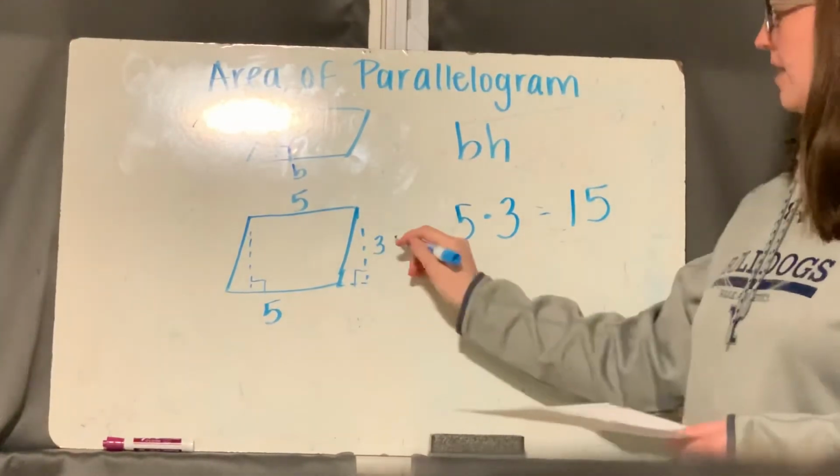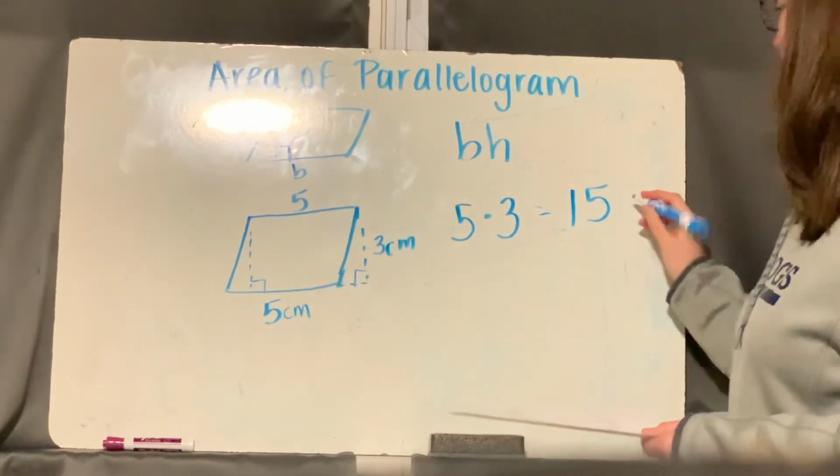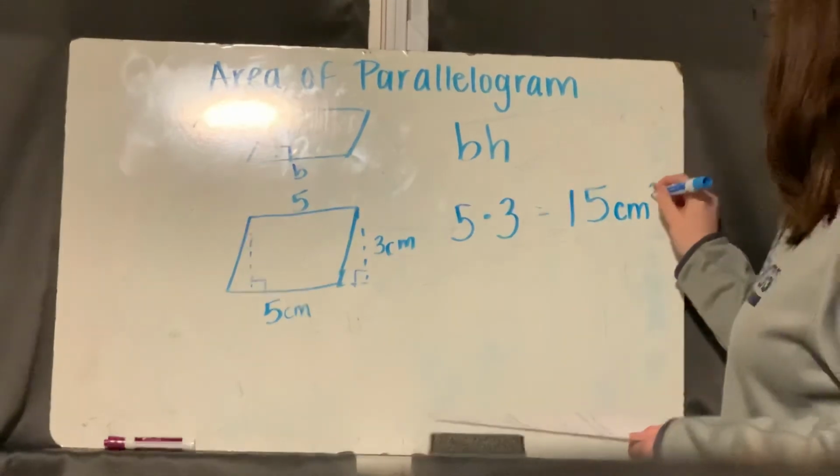Okay, let's say, for example, this said 3 centimeters and 5 centimeters. It would be 15 centimeters squared.